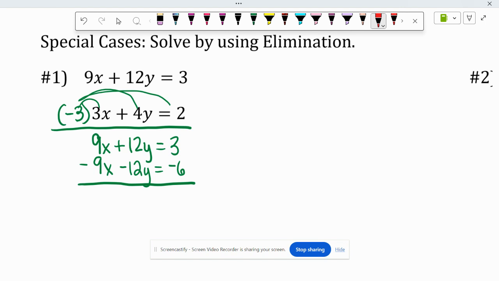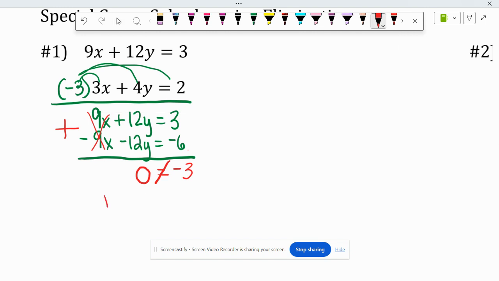Aiden and Violet are both like, I don't think we can do that, because when I add these two together, what's 9x minus 9x? 0x. This cancels out. What's 12y minus 12y? So I have 0 equals, what's 3 minus 6? -3. Does 0 equal -3? No. That means they don't equal each other, and that means this is no solution.